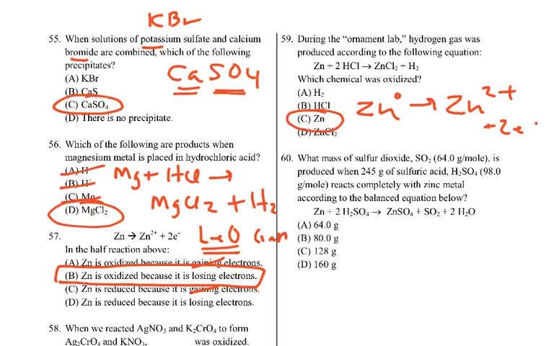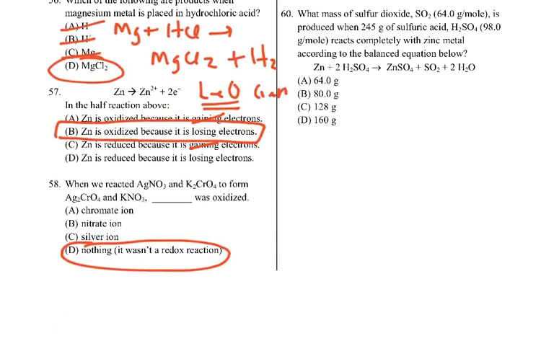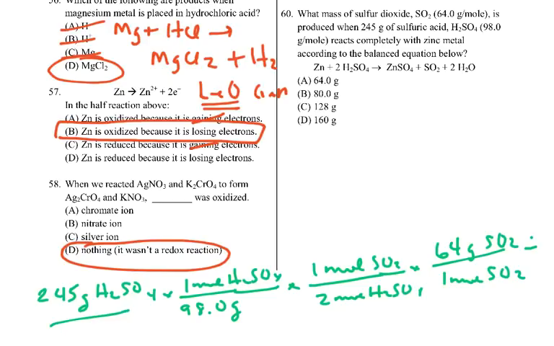Now 60, what mass of sulfur dioxide is produced when 245 grams of sulfuric acid reacts? Okay, this is going to be kind of a longish equation, so give me a moment to just write it out. So we start off with our grams of H2SO4, use the molar mass to go from grams to moles, use the numbers in the balanced equation, 2 and 1, so 2 moles of H2SO4 gives us 1 mole of SO2, and use the molar mass of the SO2, 64 grams per mole, and when we get all done, that comes out to be 80. Answer B. And that is the last few questions.